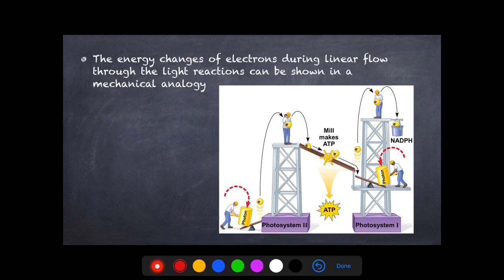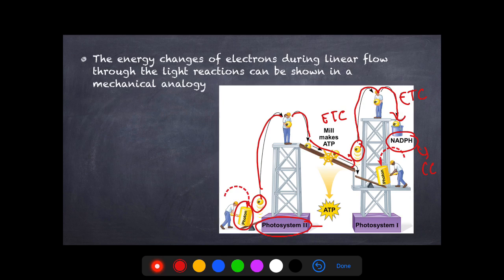Okay, so as electrons go through the linear flow, they have energy changes that can be seen as a mechanical kind of analog, right? So you can see that the photon brings in the light energy, excites an electron. The electron will go down the electron transport chain, make ATP along the way. Then you have more photons that come in, excite another electron, which will cause the electron to go down another electron transport chain to make NADPH that will then go into the Calvin cycle.